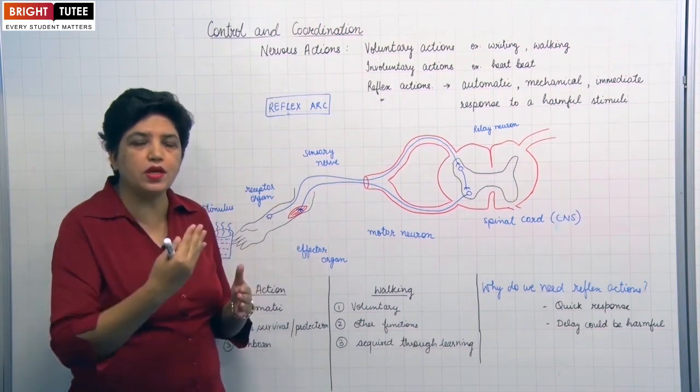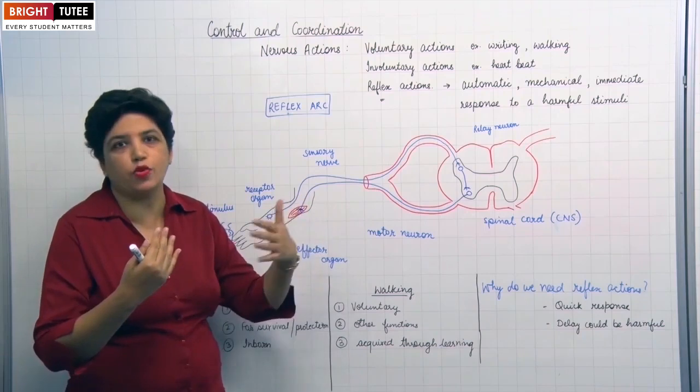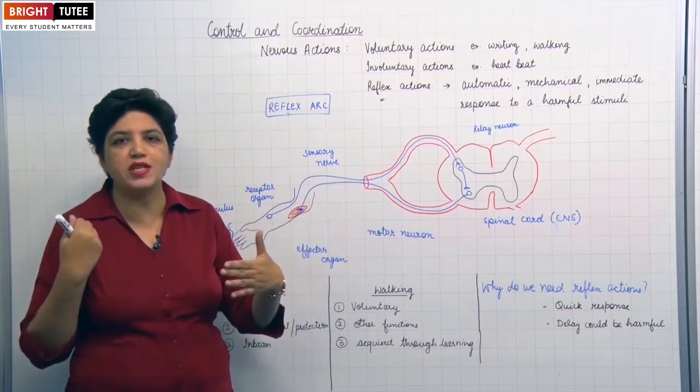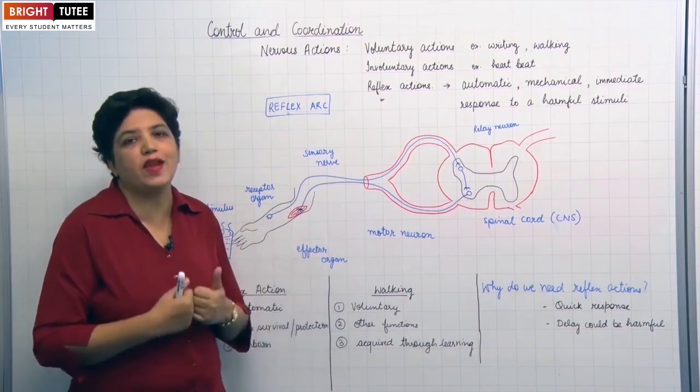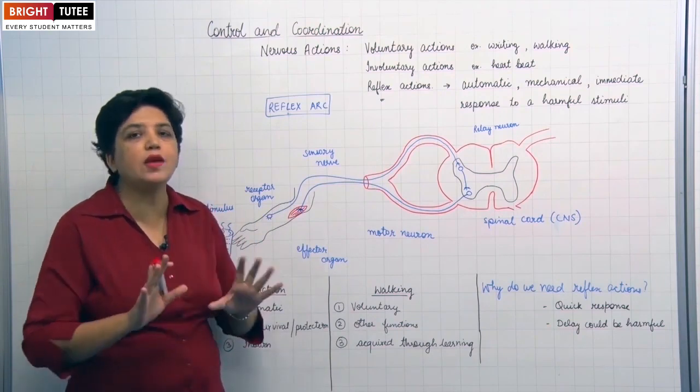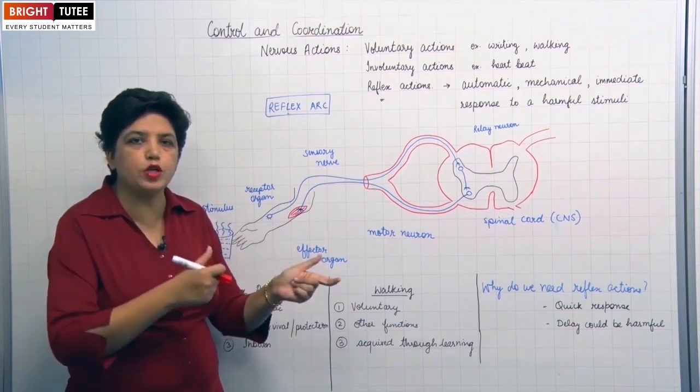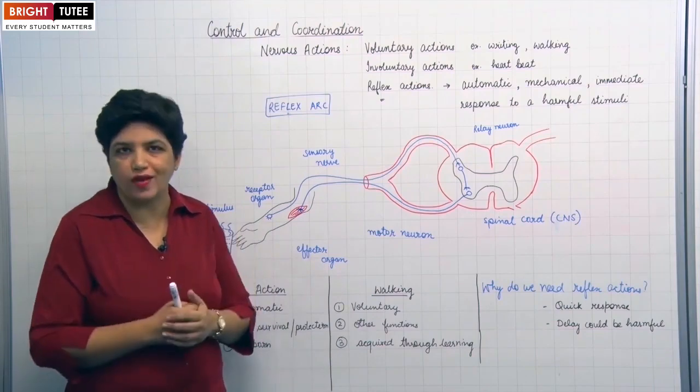For example, you are crossing a road, you see a heavy, fast moving vehicle coming towards you. You immediately move backward. That is a reflex action in which the thinking process is not involved. You quickly respond for protection, for your survival.